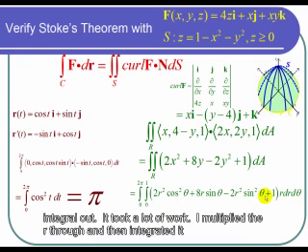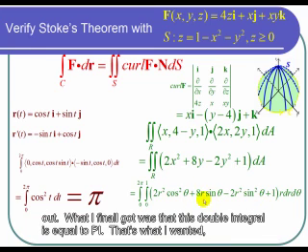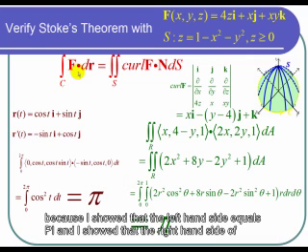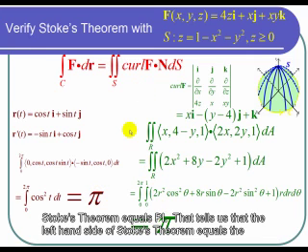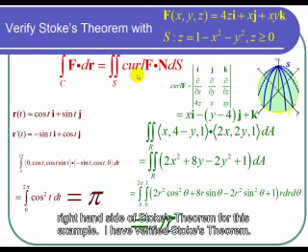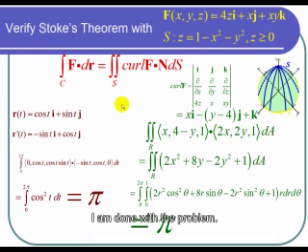So I worked this integral out. It took a lot of work. I multiplied the r through and then integrated it out, and what I finally got was this double integral is equal to pi. And that's what I wanted, because I showed that the left-hand side equals pi, and I showed the right-hand side of Stokes' theorem equals pi. So that tells us that the left-hand side of Stokes' theorem equals the right-hand side of Stokes' theorem for this example. And I have verified Stokes' theorem. And I'm done with the problem.